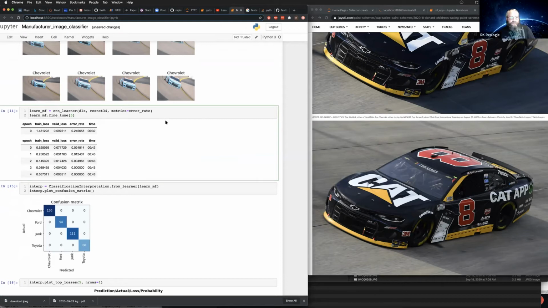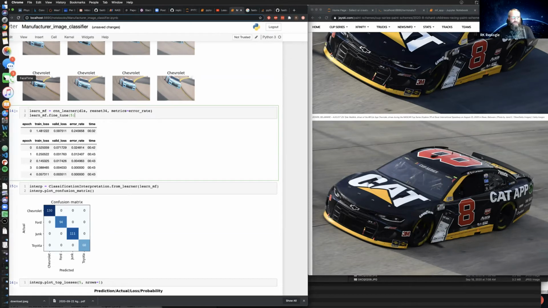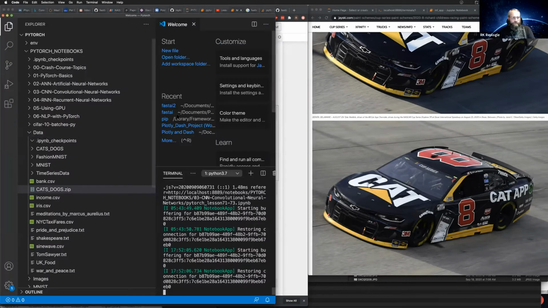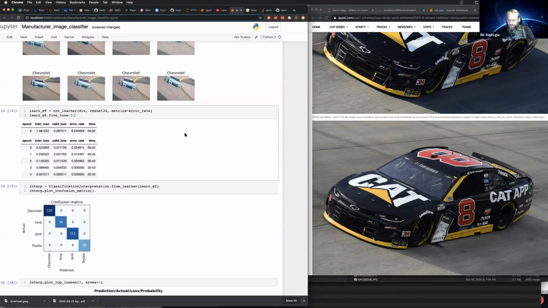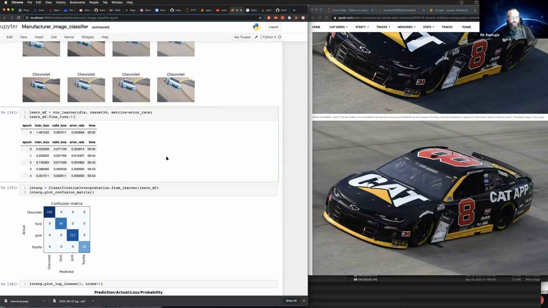Okay, sorry. Space doesn't work if you're actually clicked into a Jupyter cell for unmuting yourself.